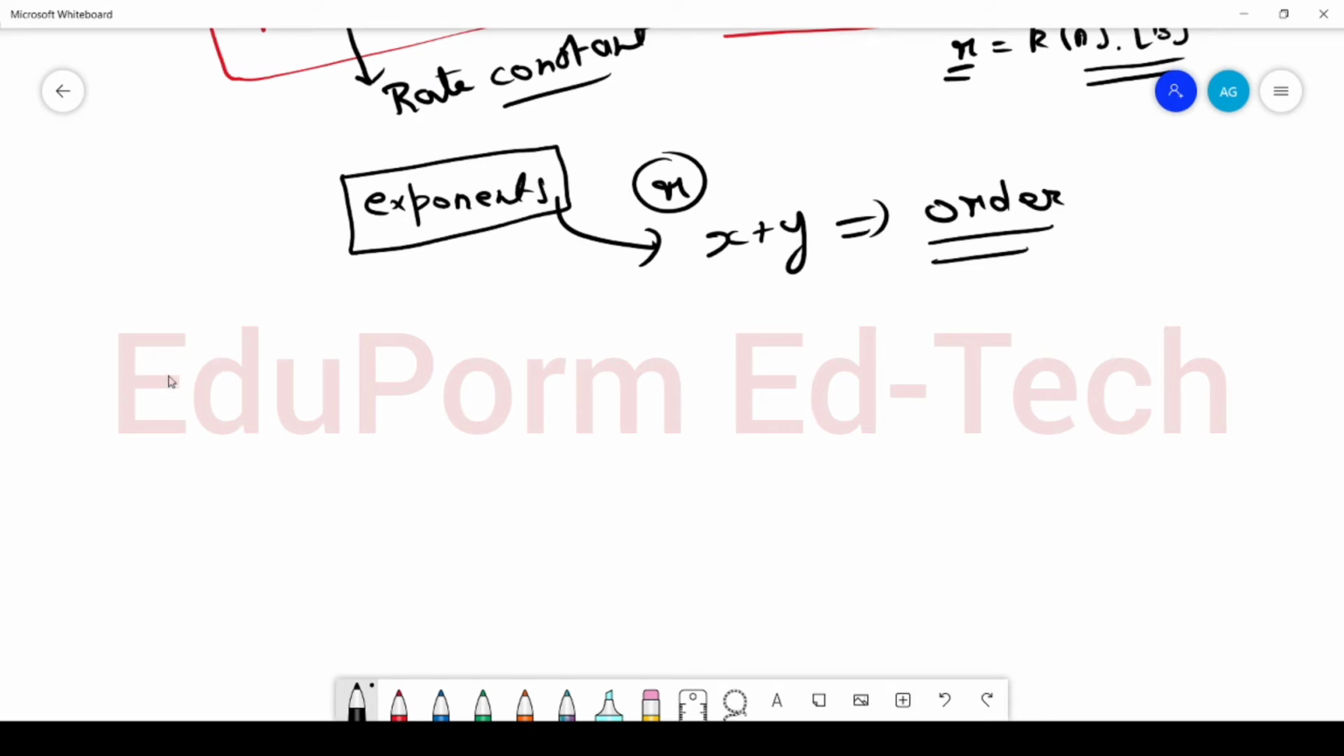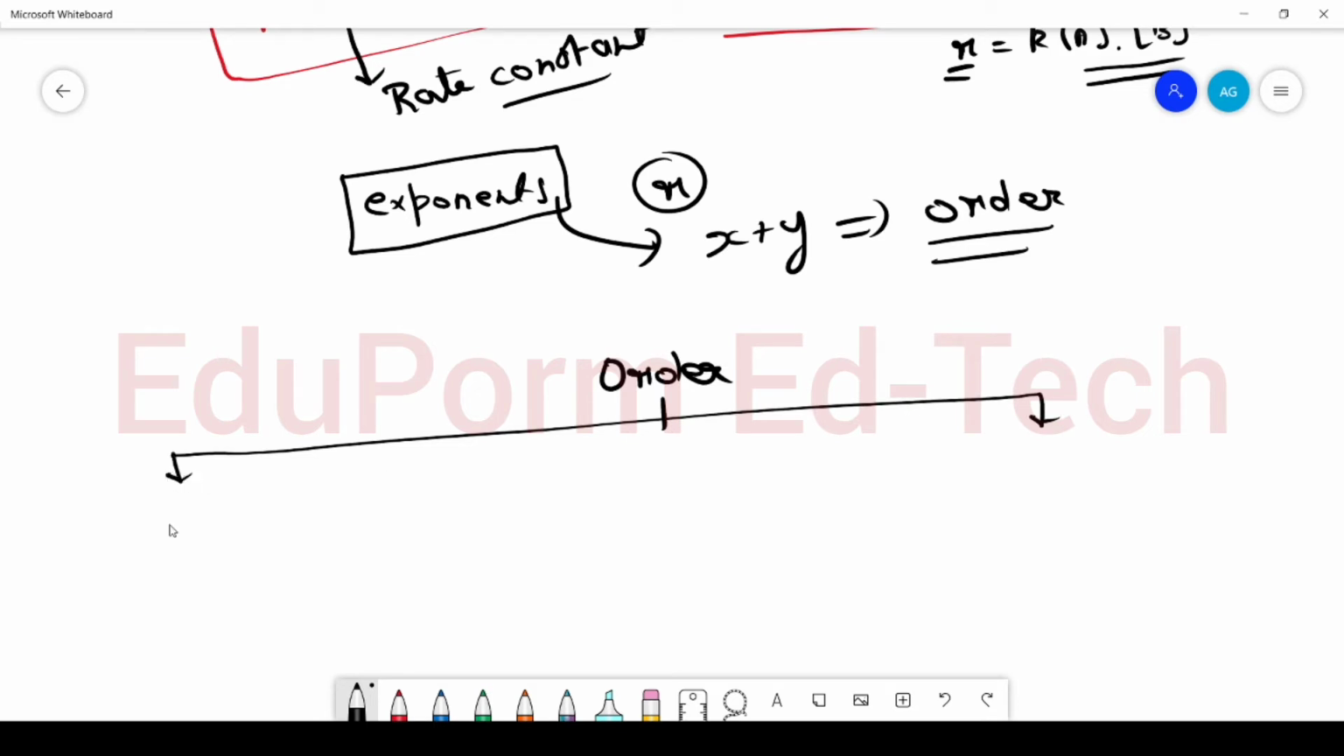Now the order of reaction is of different types, and let us understand what it means. Based on order of reaction, we have zero order reactions, first order reactions, second order reactions, and nth order reactions.